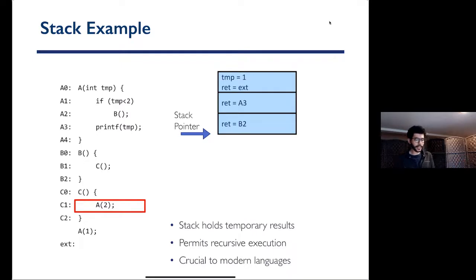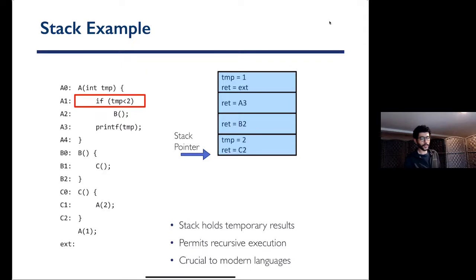Now we're inside C, and C is going to call A. This is another function call, so we have to push this stuff on the stack. A does have a variable, its argument temp, and now temp is going to be 2. That's what we push. And where do we want to return? We want to return to C2. So we push temp equals 2, and the return address C2.